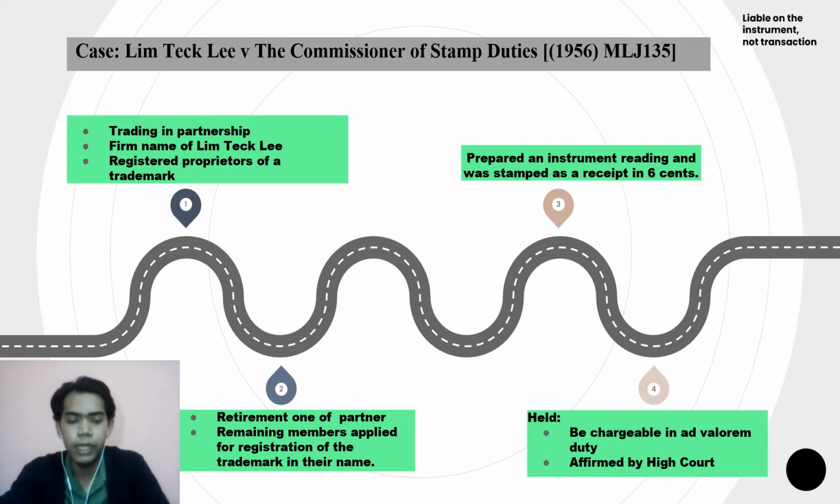We have the case of Limbury versus the Commissioner of Stamp Duties 1956. In this case, several persons trading in partnership under the firm name were registered proprietors of trademarks. On the retirement of one of the partners, the remaining members applied for registration of the trademark in their name. In support of the application, they prepared an instrument which was stamped as a receipt at 6 cents. The result: the Commissioner said it was chargeable with ad valorem duty, and this was affirmed by the High Court.